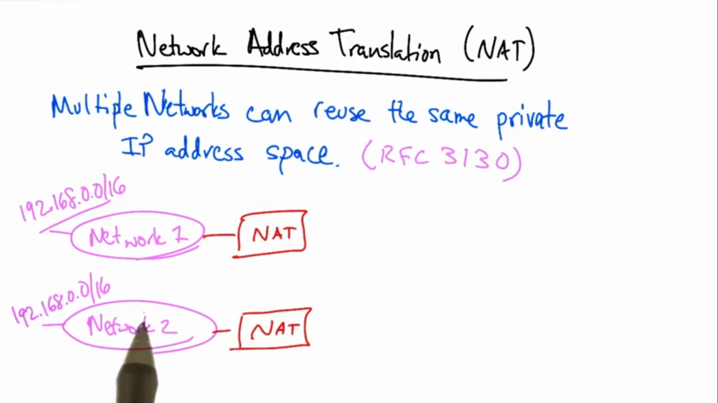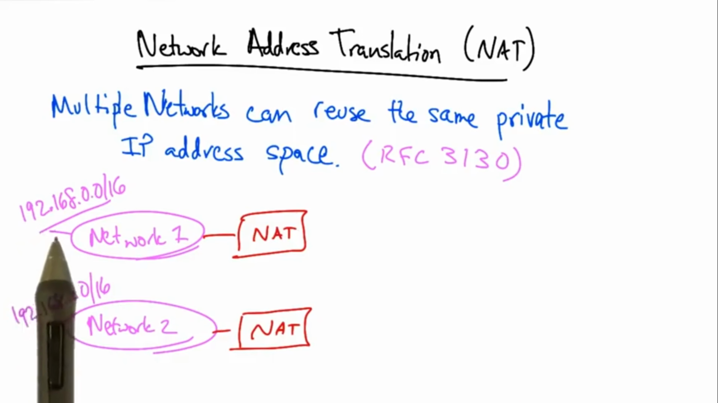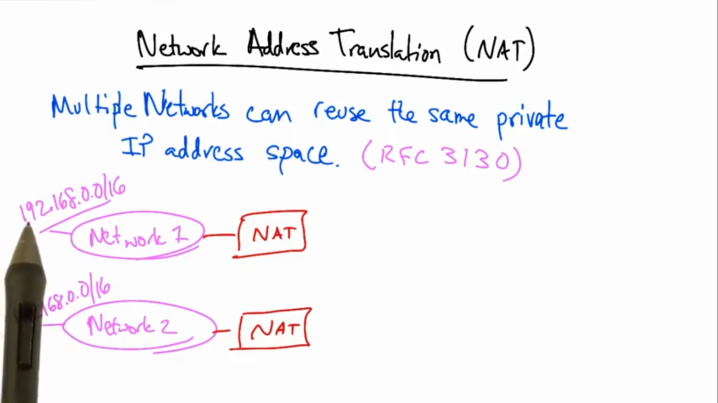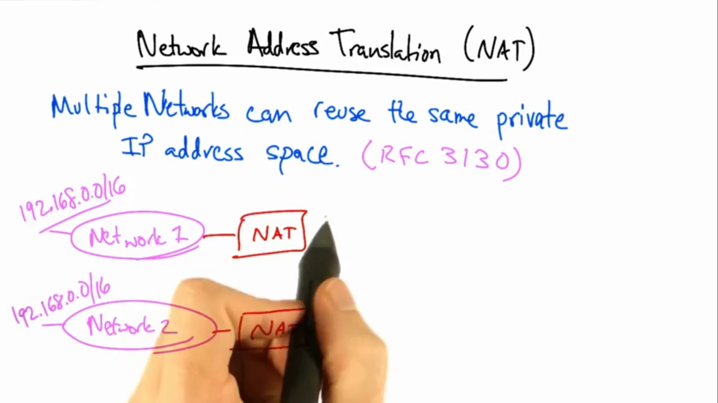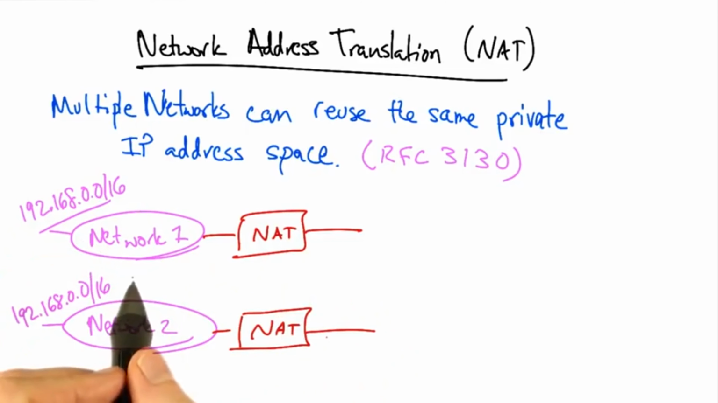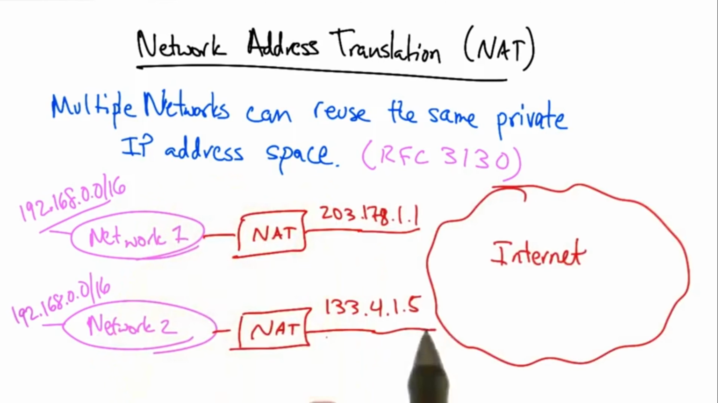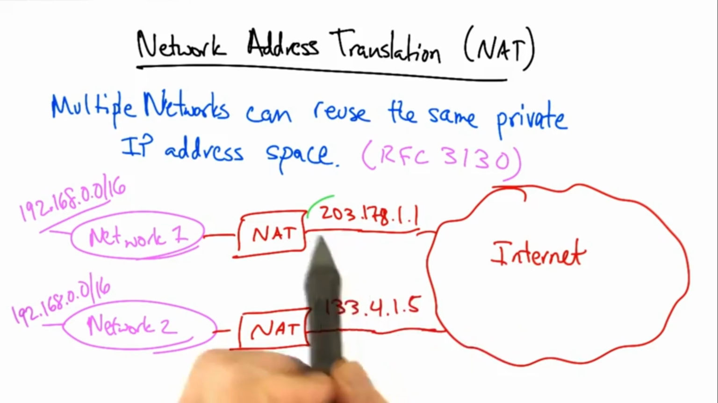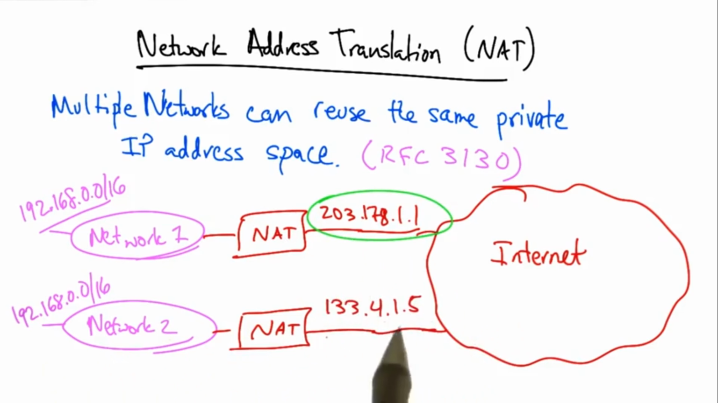Now obviously these 2 networks couldn't coexist on the public Internet because routers wouldn't know if they got a packet destined for an IP address in this space, which network the packet should be sent to. What a NAT, or a network address translator, does is take the private IP addresses that are behind the NAT and translate those IP addresses to a single globally visible IP address. Now to the rest of the Internet, Network 1 appears to be reachable by a single IP address, 203.178.1.1, and Network 2 is reachable via a single distinct global IP address, 133.4.1.5.